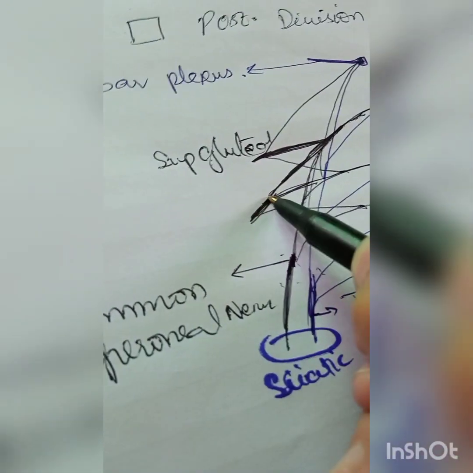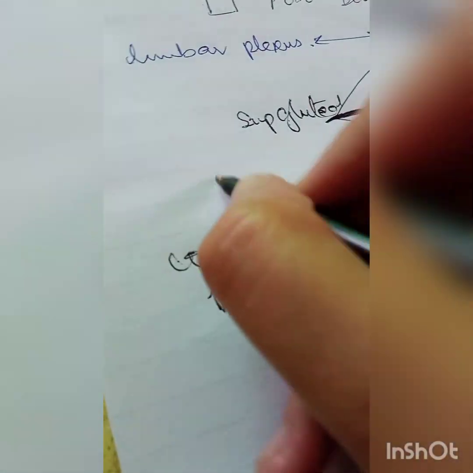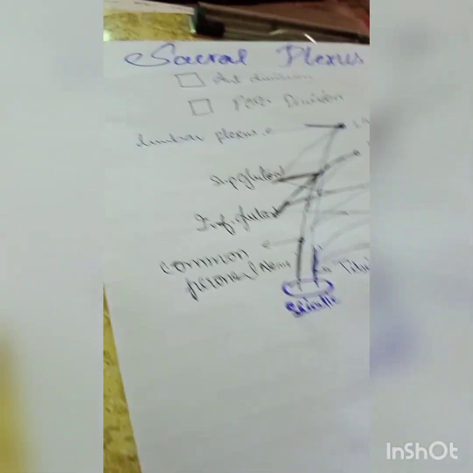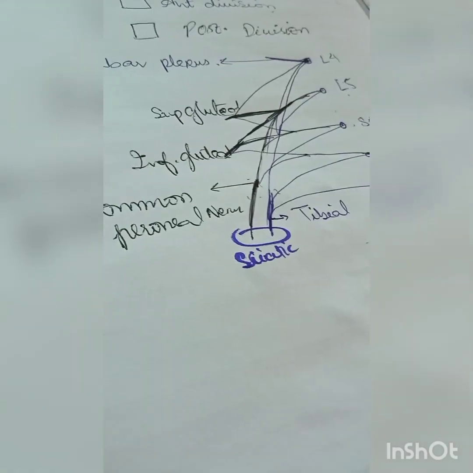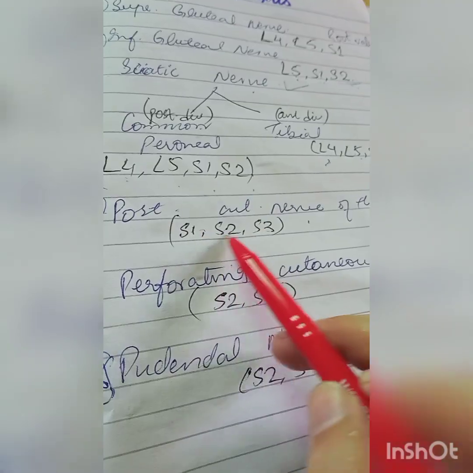Once you have memorized the root values, everything goes downhill. Right now you may feel that so many worms and insects have been made, but once you remember the root values, I repeat, everything will go downhill. It will be very easy. We have done our three nerves. Then next comes the posterior cutaneous nerve of the thigh, that is S1, S2 and S3.